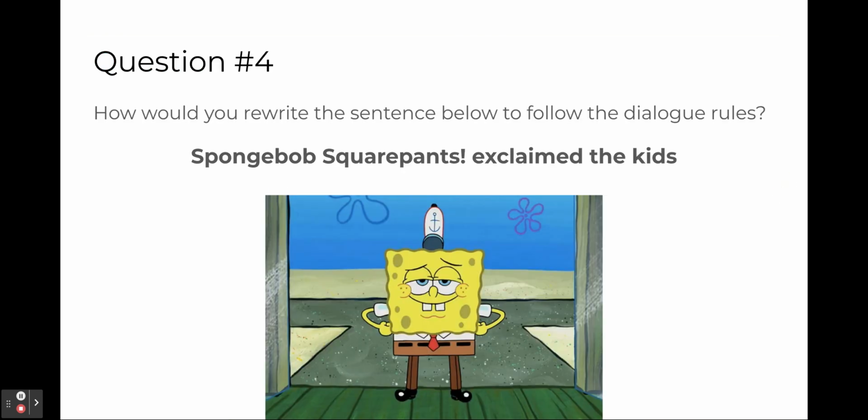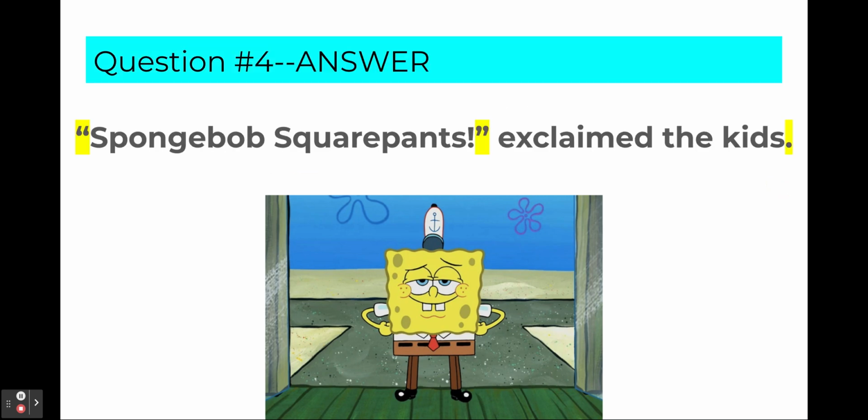Next one, SpongeBob SquarePants, exclaimed the kids. So that's the part that's being said out loud for people to hear, and it's an exclamation mark, so you leave it alone, and you just put a period at the end. Notice again how the E is lowercase.